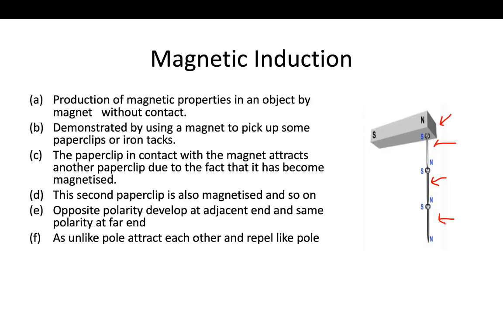And magnetic induction is the procedure when a magnet changes the property of an object by contacting it, and then that object will attract other objects, and that is called magnetic induction.